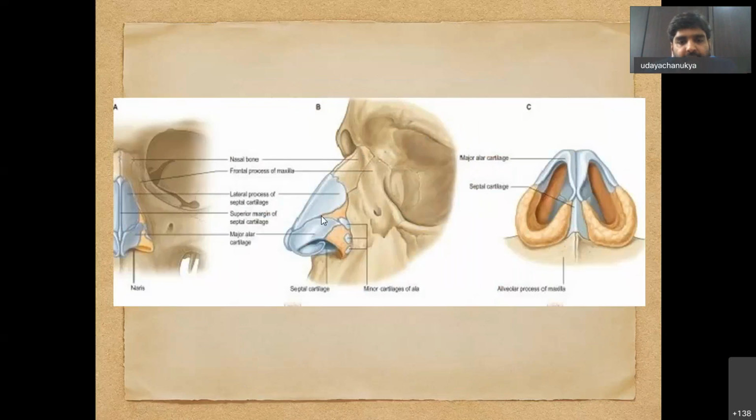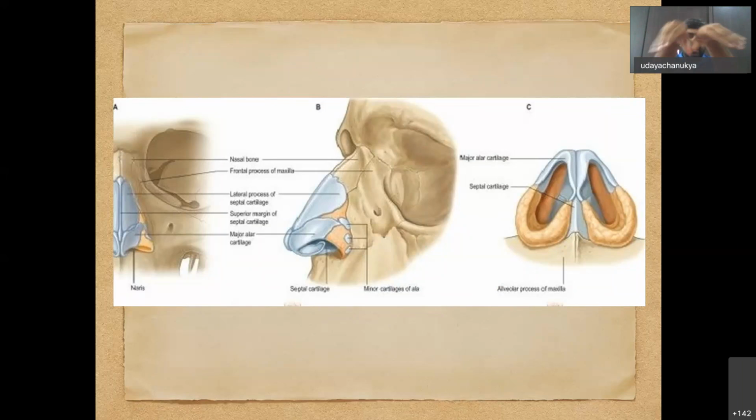This is the nasal bone, and these are the upper lateral cartilages and these are the lower lateral cartilages. These upper lateral cartilages articulate with the septal cartilage in the midline and articulate with the fibrofatty tissue laterally. These lower lateral cartilages are again divided into three parts: the medial part, the intermediate part, and the lateral part. The medial part is combined with the medial part of the opposite side.